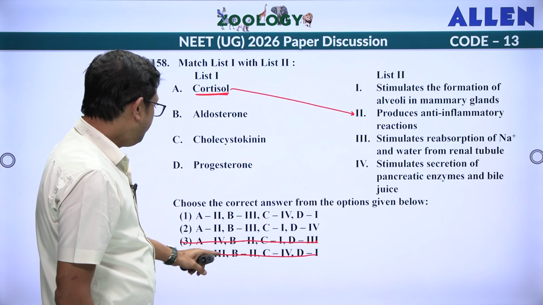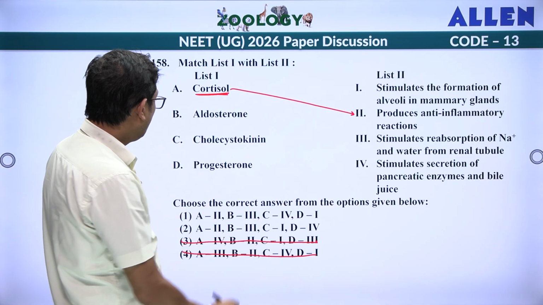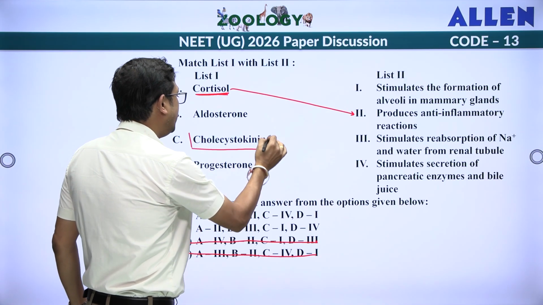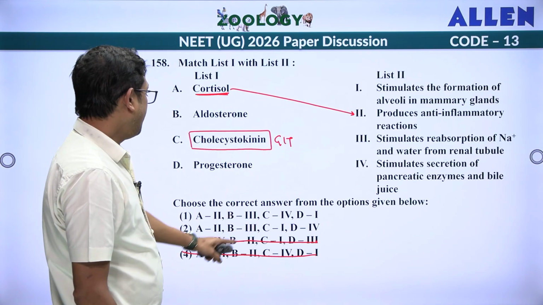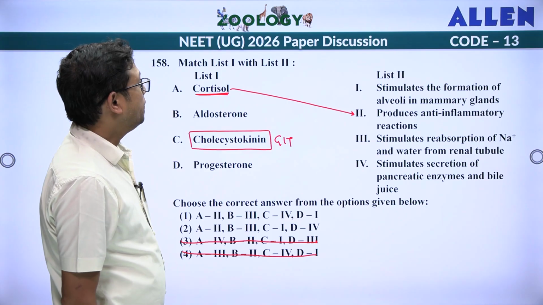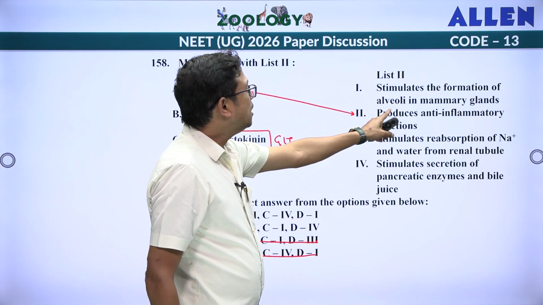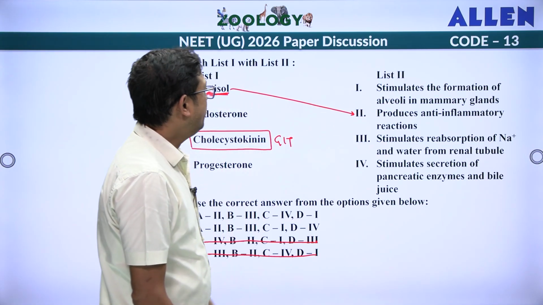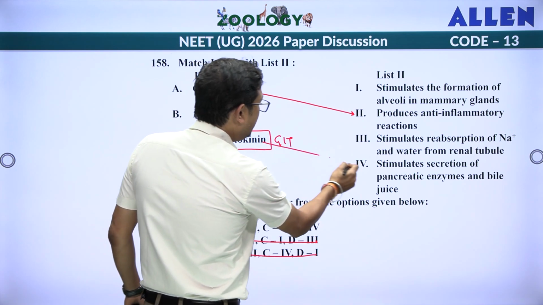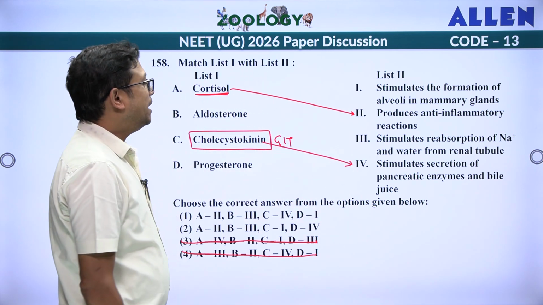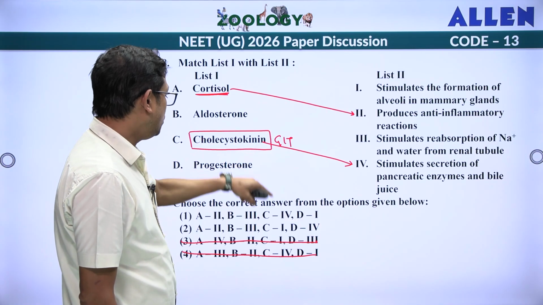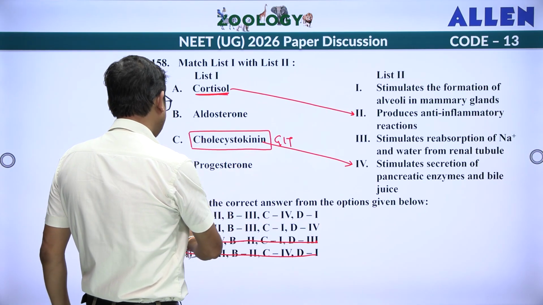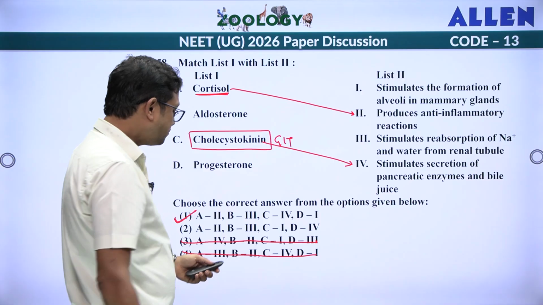No need to check B. Directly I am coming to C. Cholecystokinin. Cholecystokinin is the hormone produced from our GIT. Right. So it should be 1 or 4. Stimulate the formation of alveoli in the mammary gland? No, never. It stimulates secretion of pancreatic enzyme and bile juice because it is secreted from GIT. So C should be 4. C should be 4 means the answer is 1.